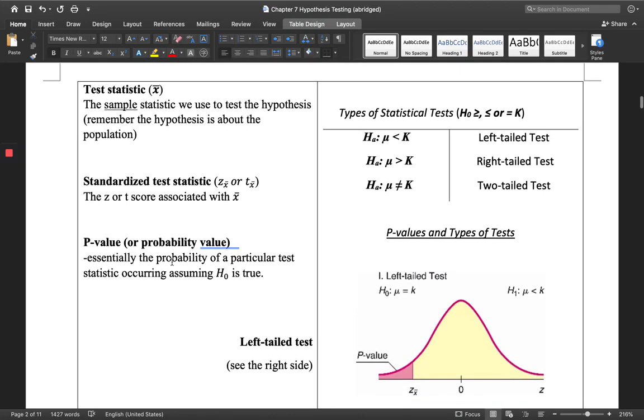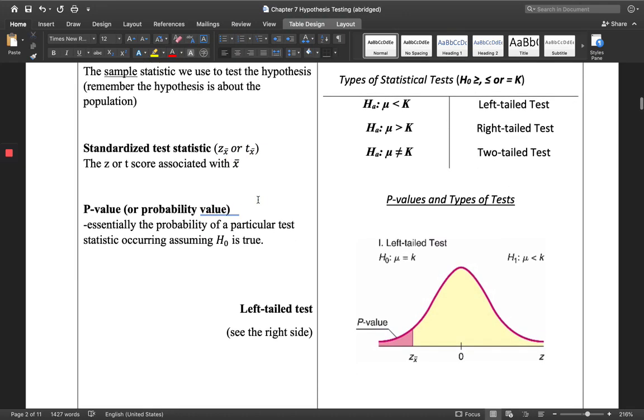Now, all this stuff is actually going to look very familiar. We've pretty much done the same kind of stuff in the probability chapters, and even in chapter 6, very similar stuff. We're not using any new calculator functions really. It's just a matter of how we're interpreting things. The standardized test statistic, this next part, is just the z-score or the t-score. This is really the same thing that we've seen in the previous chapters.